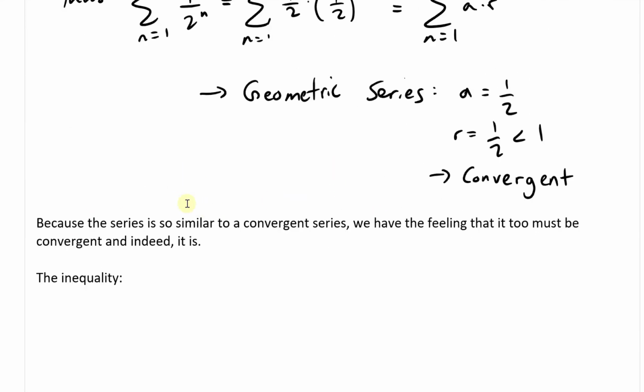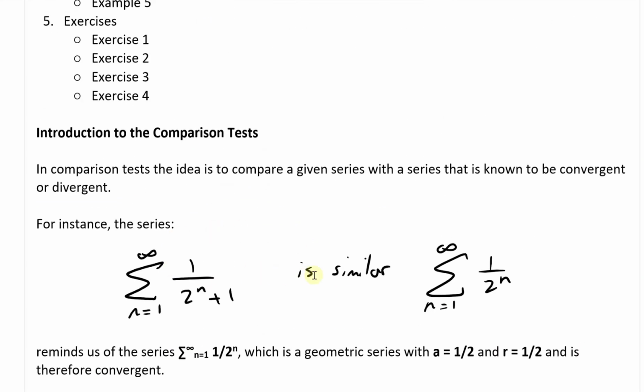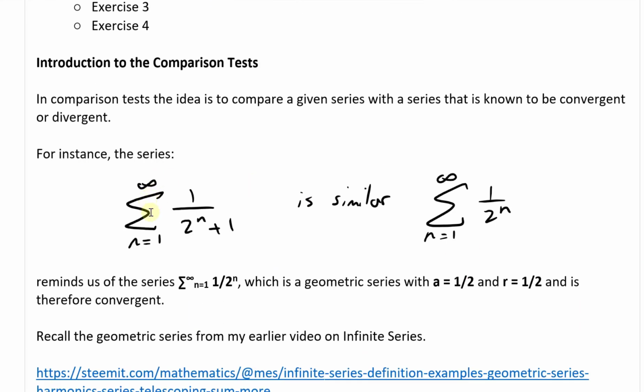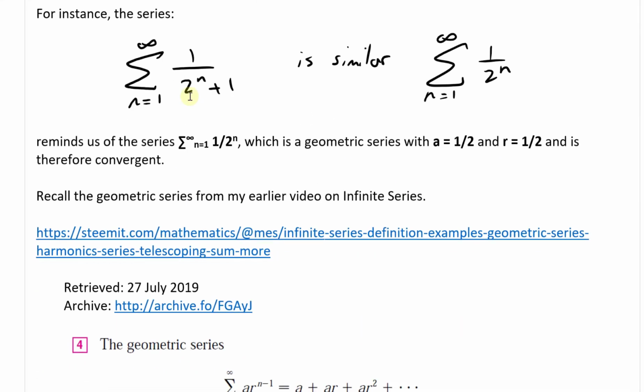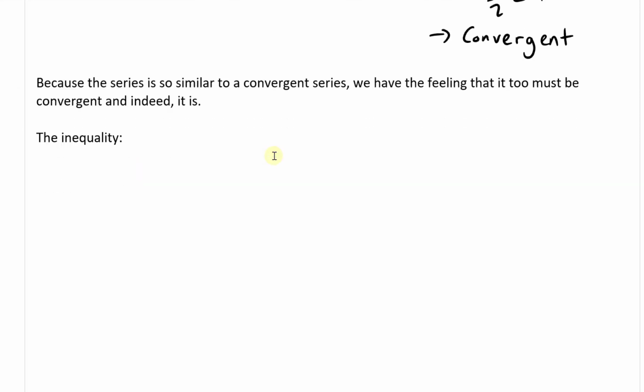So now, because the series is so similar to a convergent series, right here, this is very similar to this one right here. So this 1 over 2 to the n plus 1, this one was just 1 over 2 to the n. So all it has is an extra 1 there, which shouldn't change anything. So we have the feeling that it too must be a convergent series, and indeed it is. So yes, if it's similar to a convergent series, then we suspect it is.